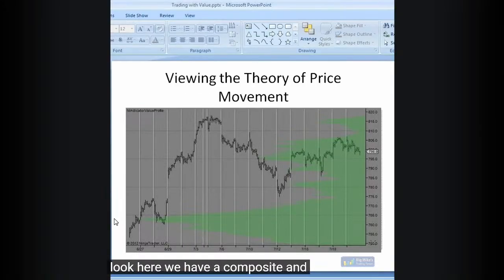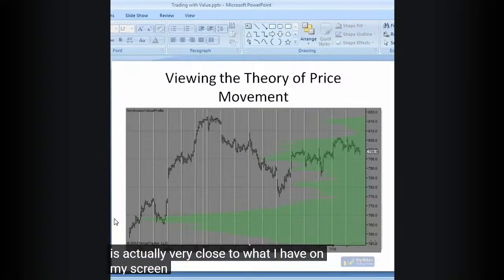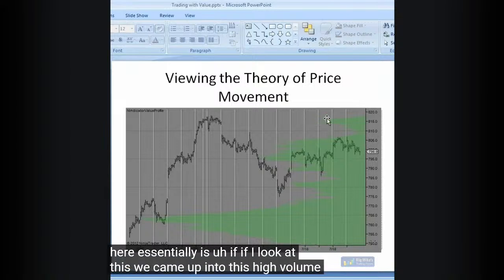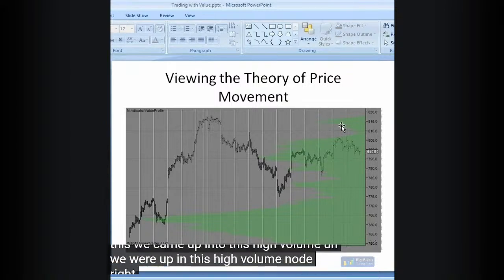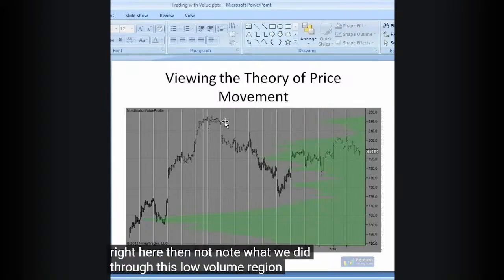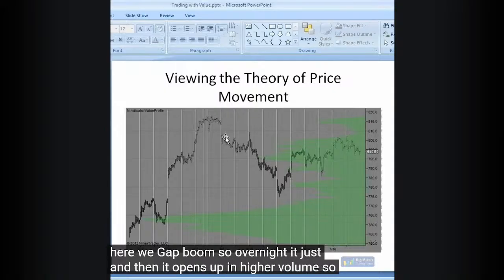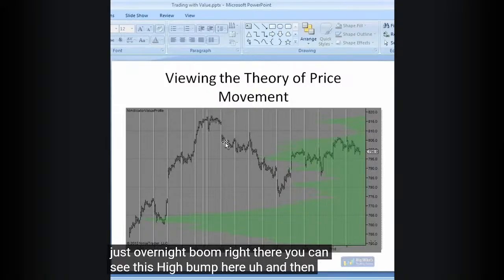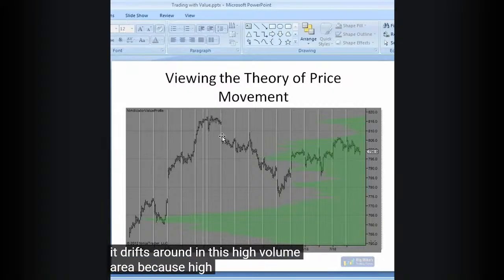Here we have a composite, and this is actually very close to what I have on my screen today, but it's changed a little bit. What we have here essentially is, we came up into this high volume node right here, and then note what we did through this low volume region right here. We gap, boom. So overnight, it just, and then it opens up in higher volume. So it goes from high volume to high volume, just overnight, boom, right there. You can see this high bump here. And then it drifts around in this high volume area, because high volume is a price attractor.